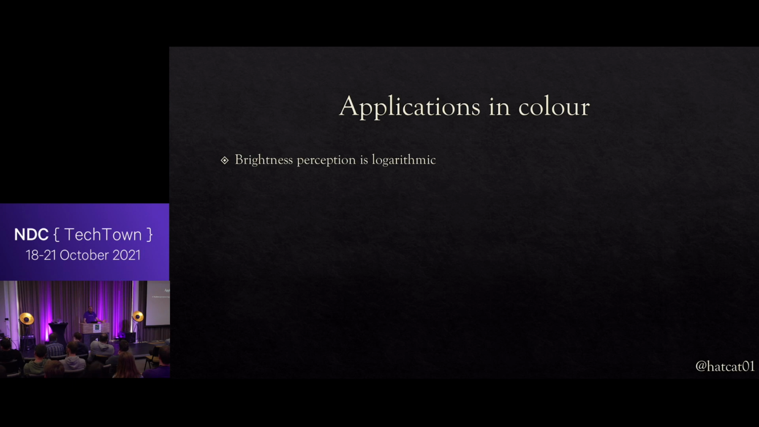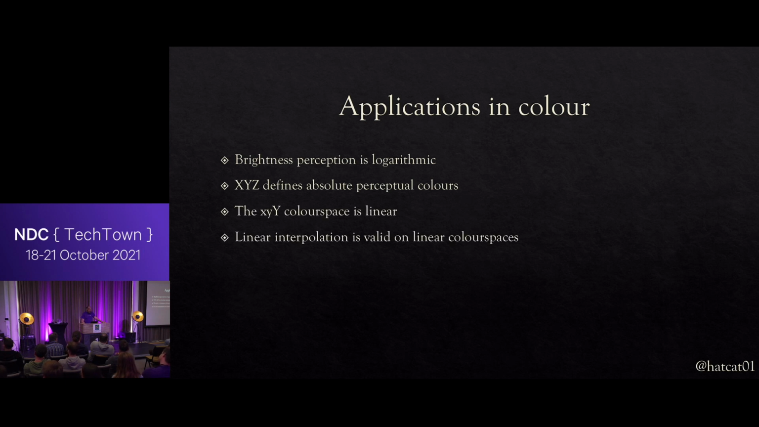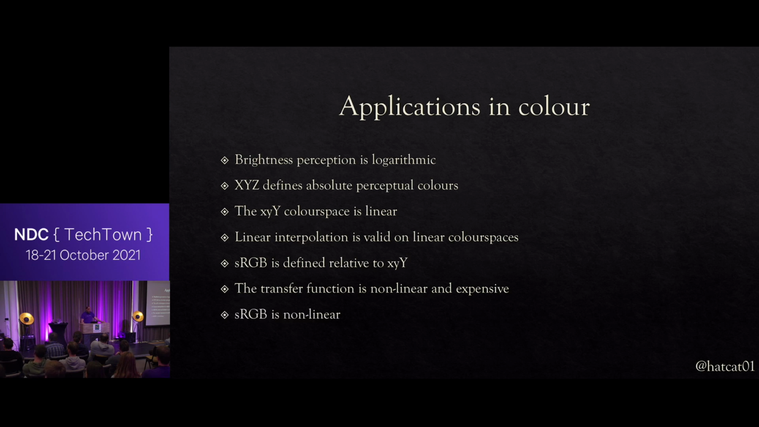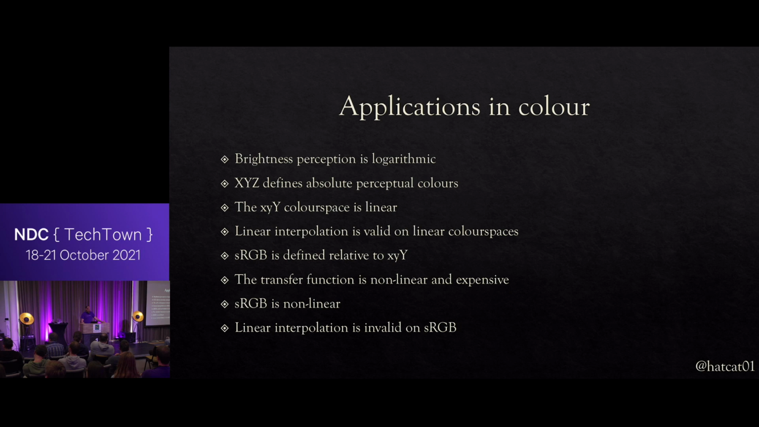So in summary, brightness perception is logarithmic. XYZ defines absolute perceptual colors. The xyY color space is linear, and linear interpolation is valid only on linear color spaces. sRGB is defined relative to xyY, but the transfer function is not a linear function, and it's really expensive. sRGB is non-linear, which means that linear interpolation is invalid on sRGB. We need to be able to transform between color spaces using matrices.